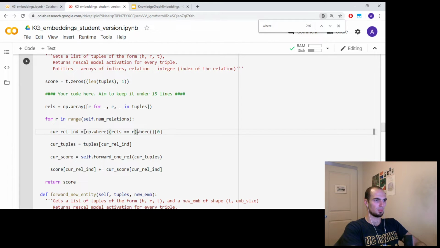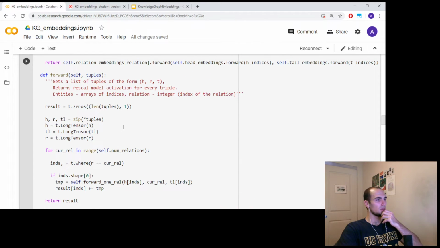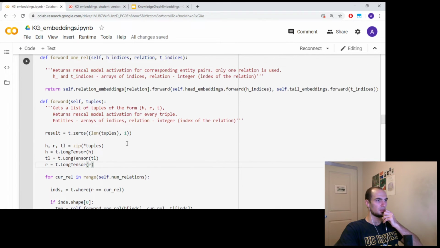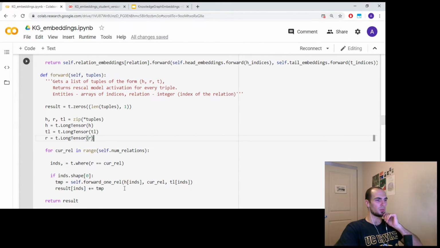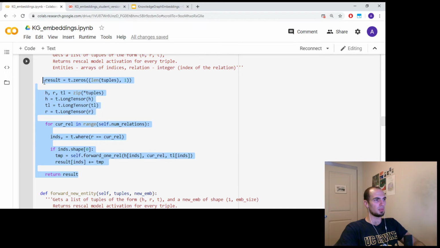Let's try this. We could also just look it up. So it is torch after all. Oh, I see. I rewrote it a little bit differently. Yeah, the thing is, the forward one relation actually expects a list of indices. It doesn't just expect the tuples, so that's why. Well, I think it makes sense to just go through this code. I'm gonna copy paste it.